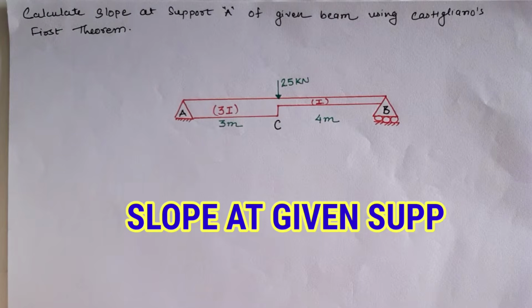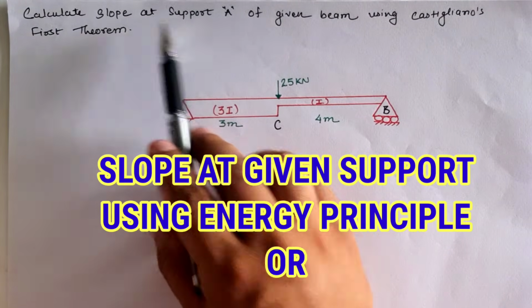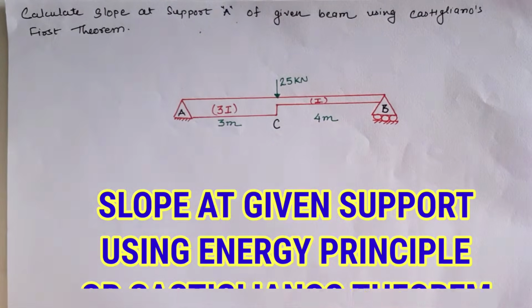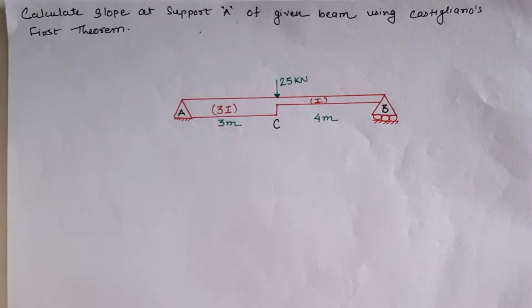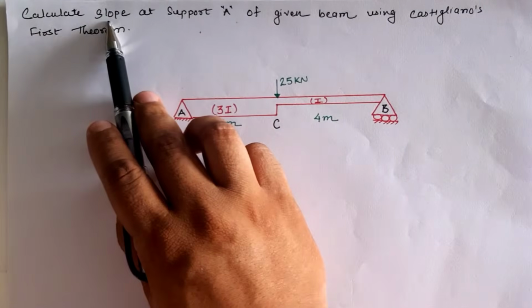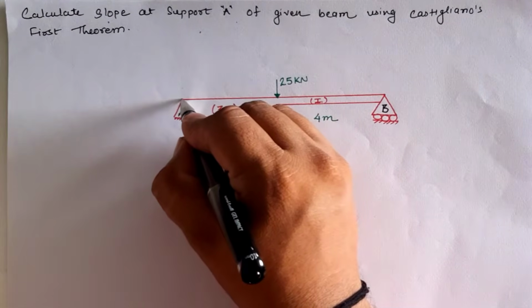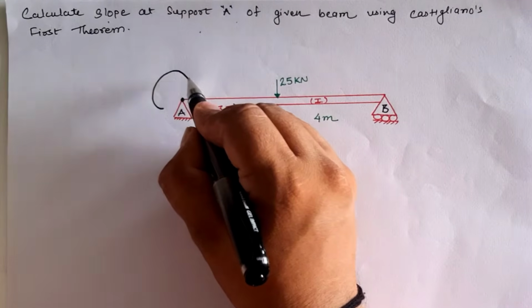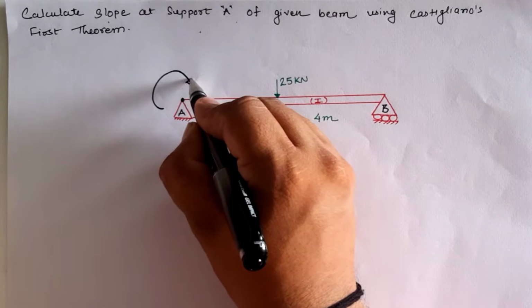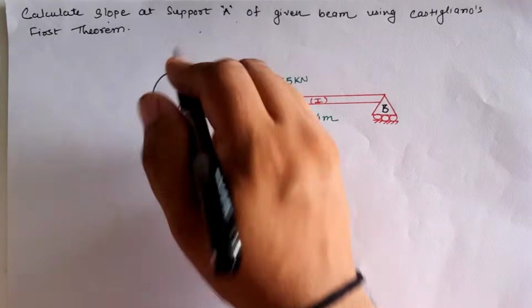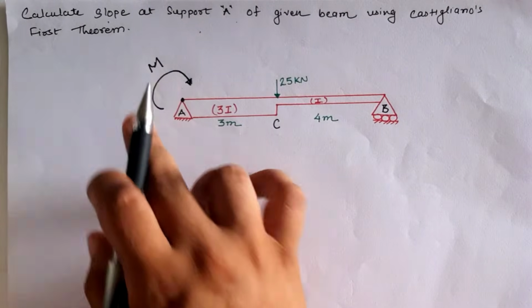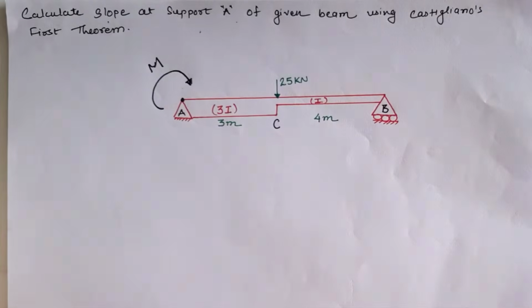Hello friends, today we are going to calculate the slope at support A of the simply supported beam as shown in the figure. According to Castigliano's theorem, if we have to find the slope, we have to assume an arbitrary moment at the location of support A as a capital M. First of all, using this arbitrary moment, we have to calculate the support reactions.